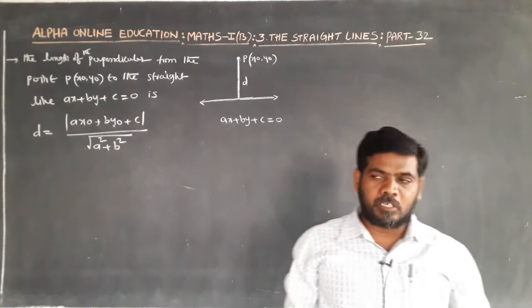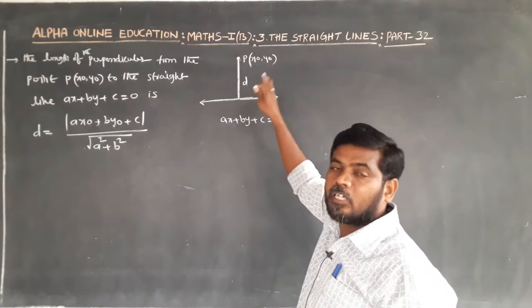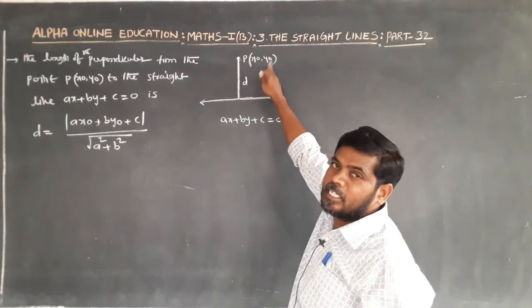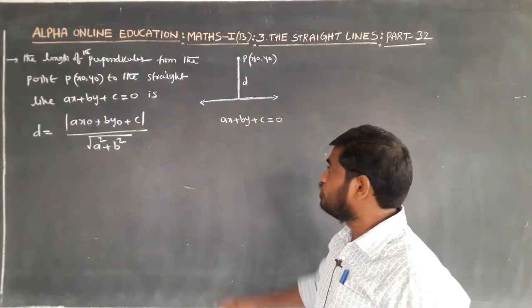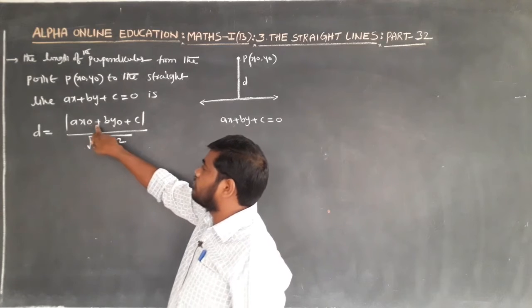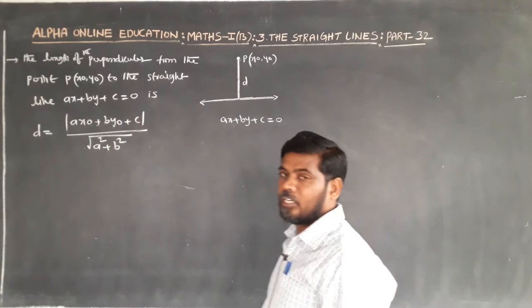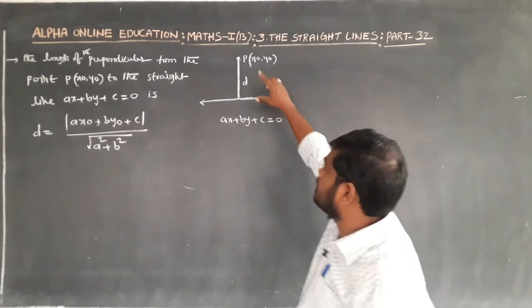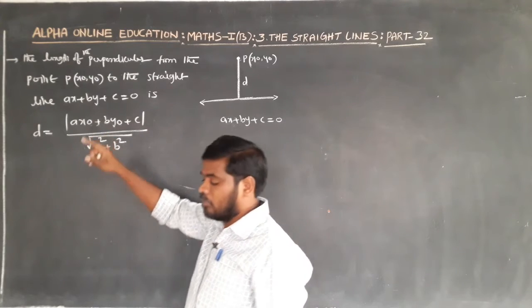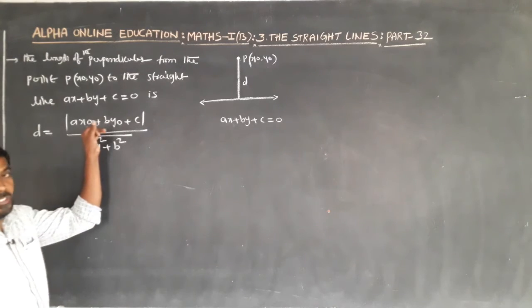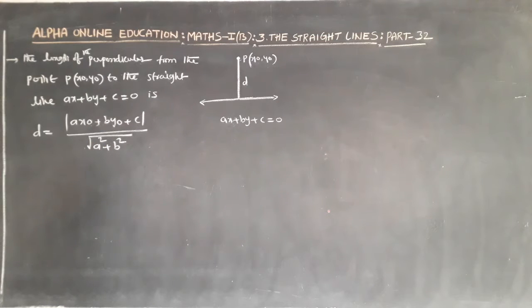Here the length of the perpendicular from the point P(x naught, y naught) to the straight line ax plus by plus c is equal to 0 is mod of (a x naught plus b y naught plus c) by under root of a square plus b square. Distance is always positive, so we take mod. By using the formula, we solve one problem.